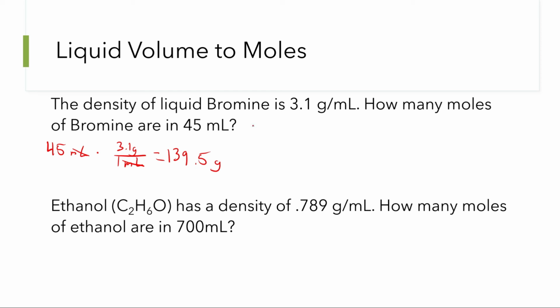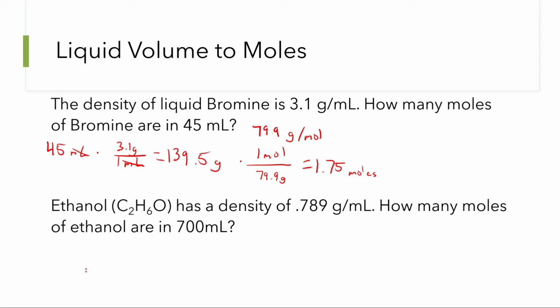Now we need to determine the molar mass of bromine in order to convert that into moles. And the molar mass of bromine is 79.9 grams per mole. Now we are going from grams to moles, so we're going to need to flip this and go times 1 mole per 79.9 grams, which will give us about 1.75 moles.